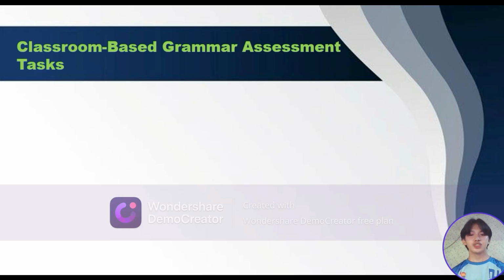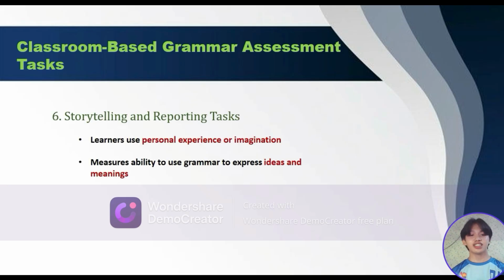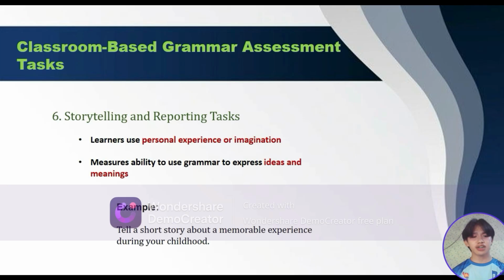And the next one is the storytelling and reporting task. Storytelling and reporting tasks ask learners to use their personal experiences or imagination. This task measures how well learners use grammar to express ideas, events, and meanings. An example is asking the learner to tell a short story about a memorable childhood experience.